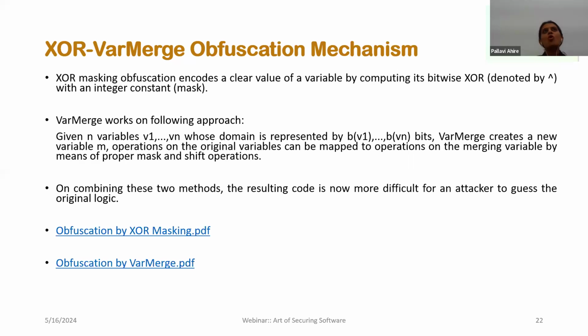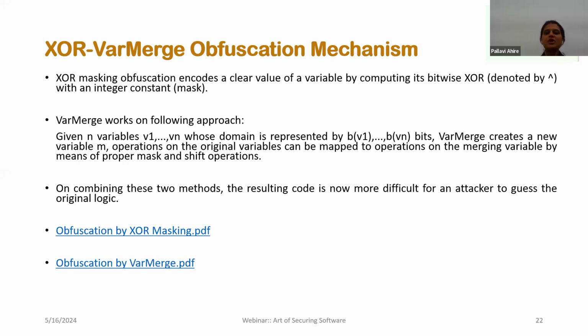Second one. Now, what all mechanisms can we apply in such a way that my code is obfuscated and protected, but at the same time it is executable? So let us observe the second mechanism, which is known as the XOR or var merge obfuscation mechanism. Now, XOR is the operation and var merge is the other methodology. And we have actually used a combination of both methods. So what are these two methods?